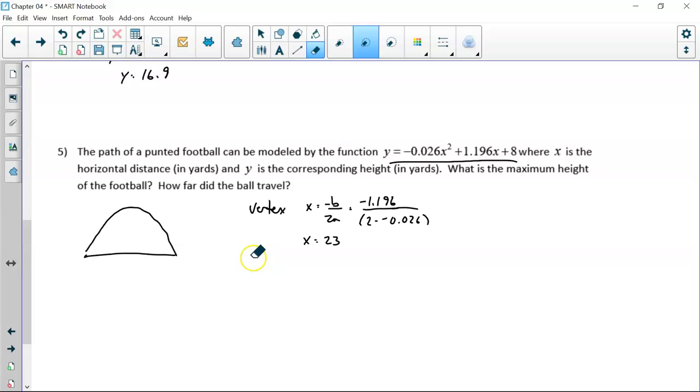Now we want to find y. Negative 0.026 times 23 squared plus 1.196 times 23 plus 8. So you get y equals 21.754. So the vertex is at 23 and 21.754.